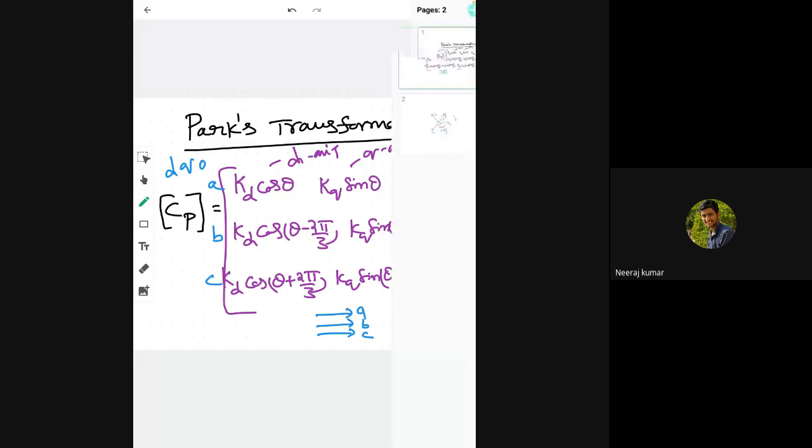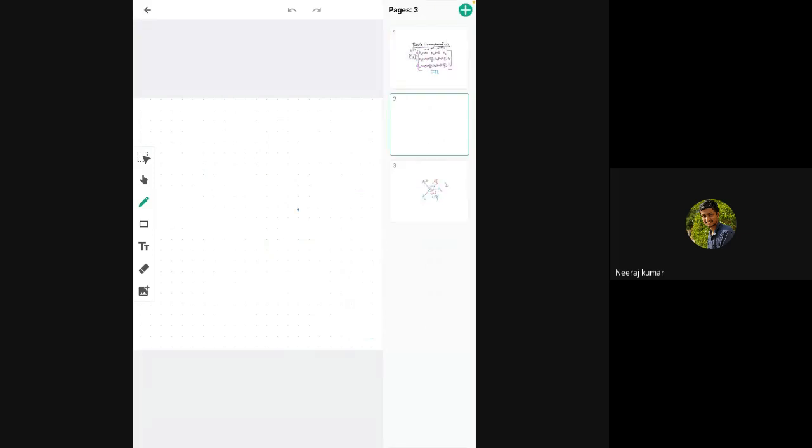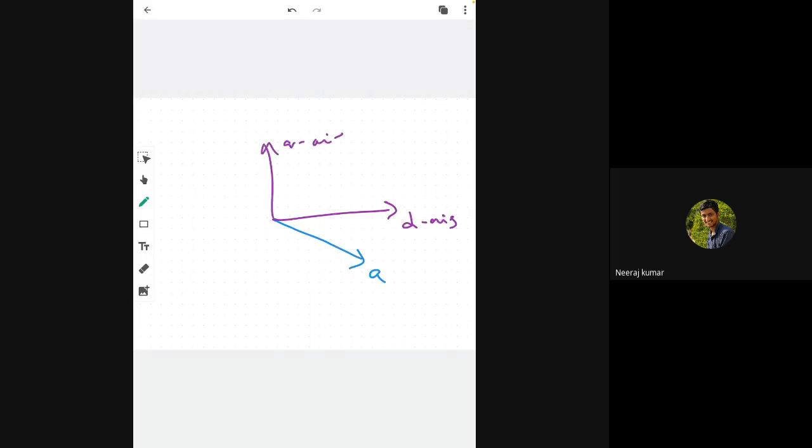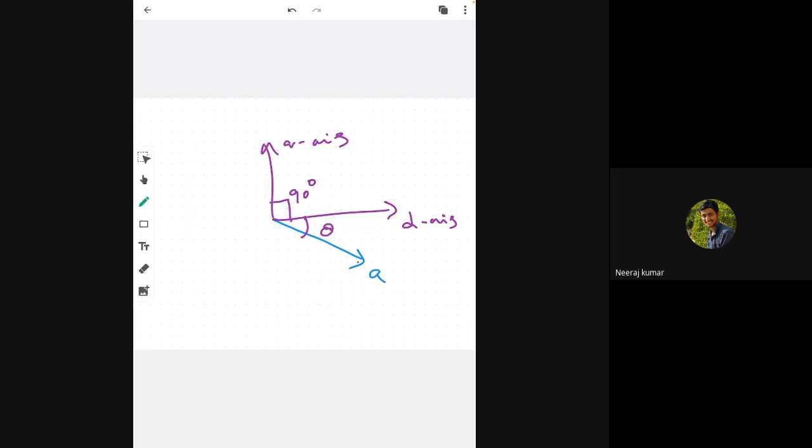Coming to the phases ABC, this is phase A, this is the D-axis, and this is the Q-axis. The angle between phase A and D-axis is theta. The angle between Q-axis and D-axis is 90 degrees. Our assumption is that the Q-axis is leading the d-axis. You can also take a lagging angle, and we will get similar results. So the angle between phase A and d-axis is theta degrees.